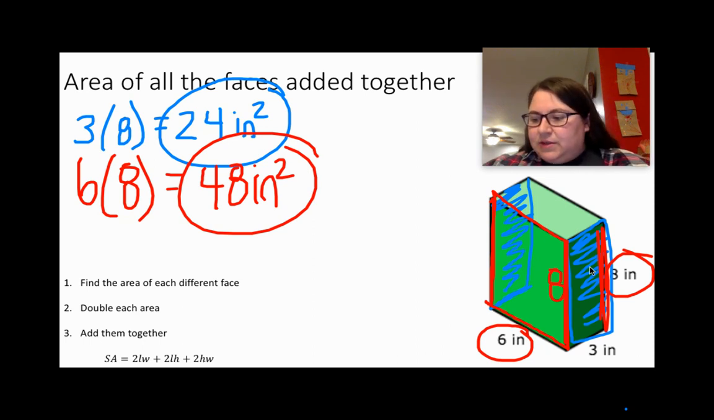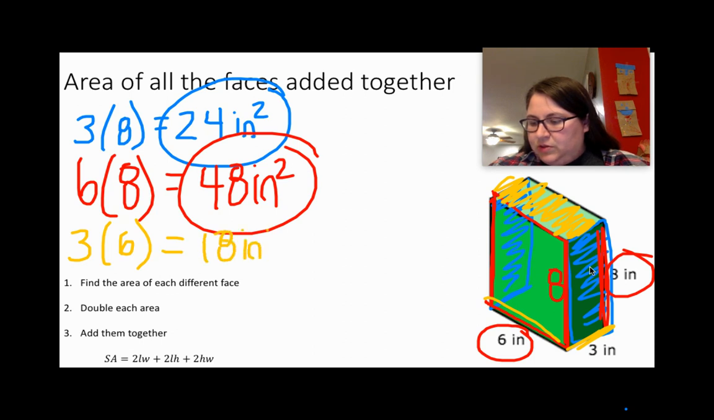And then lastly, we have this face here, sort of the top or the bottom of the shape, however you want to view that. That face is going to be 3 by 6, which is going to be 18 inches squared.